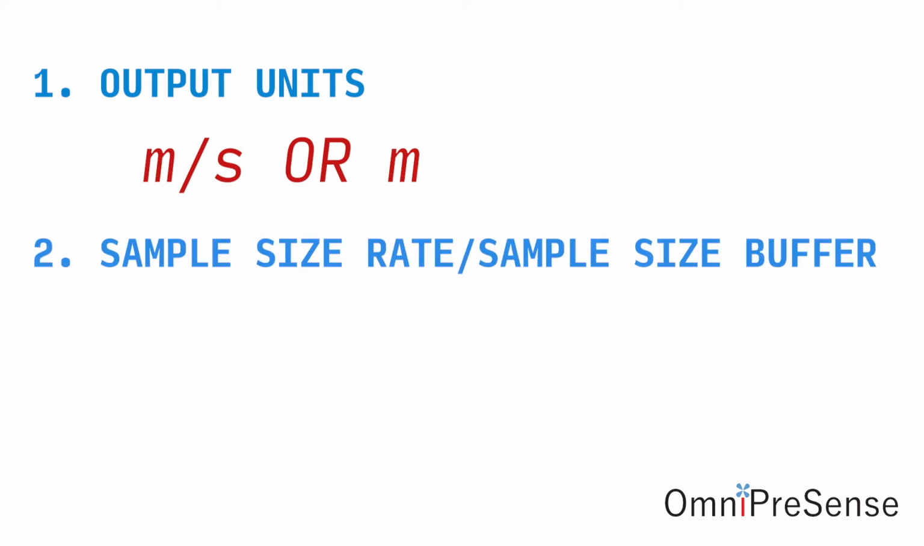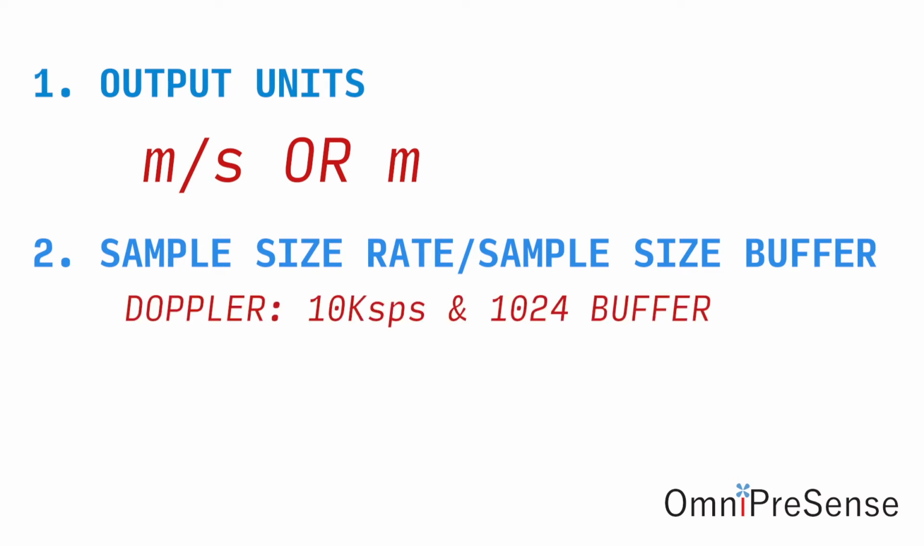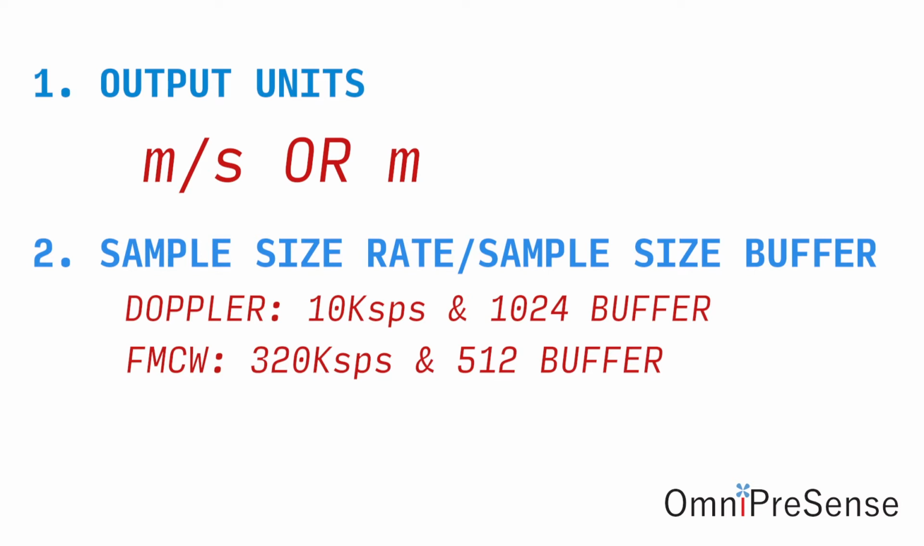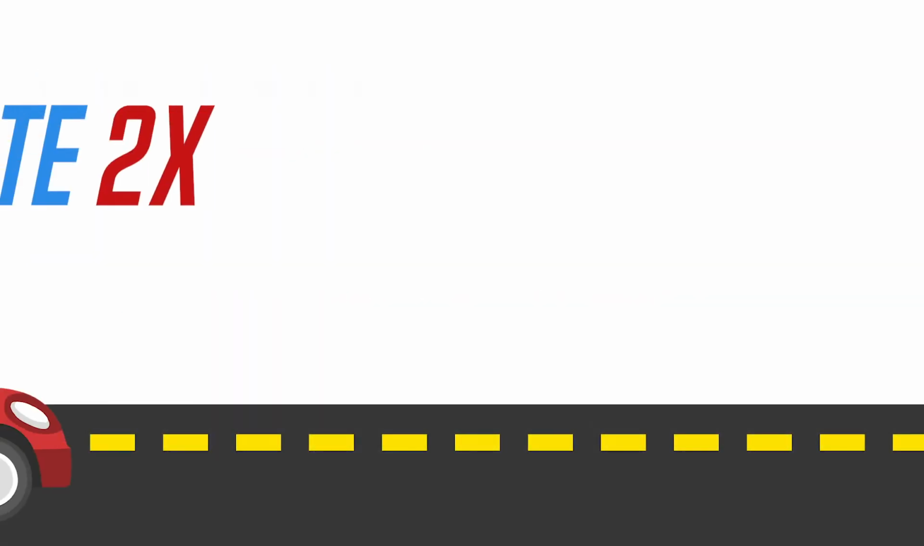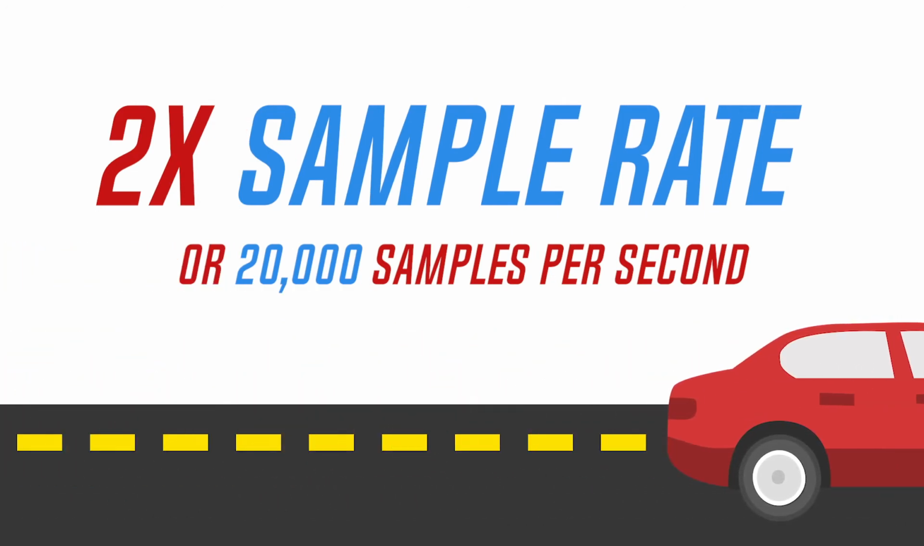The sample rate and sample size buffer affect how fast we can report the data. The default for the Doppler radar is 10,000 samples per second with a 1024 buffer, while the FMCW is fixed at 320,000 samples per second and 512 buffer size. This results in a report rate of 6 to 8 Hz and can be increased to over 100 Hz. This can also be used to tailor for specific applications. For example, you'll want a 2 times faster sample rate if detecting fast car speeds.